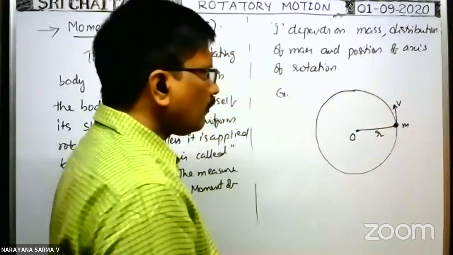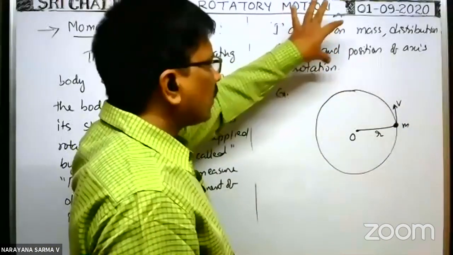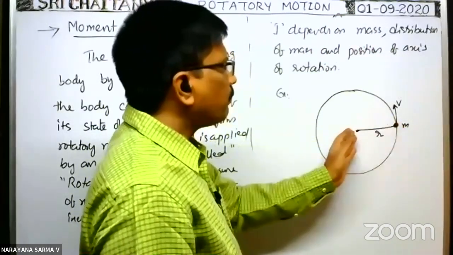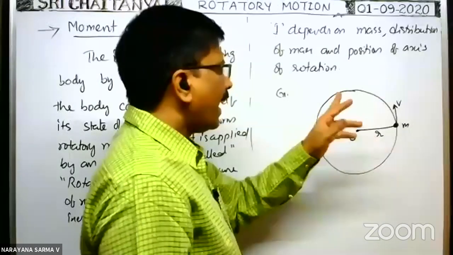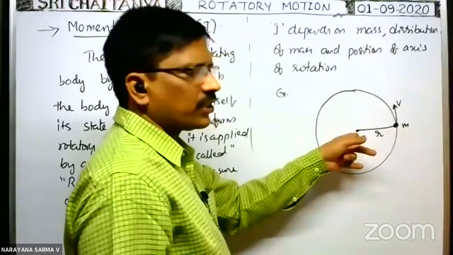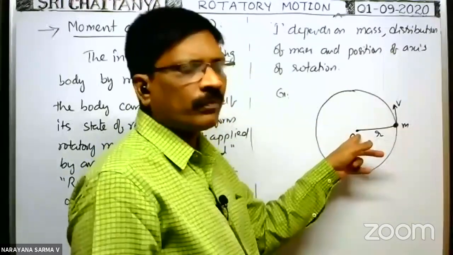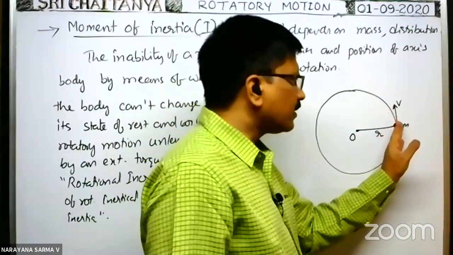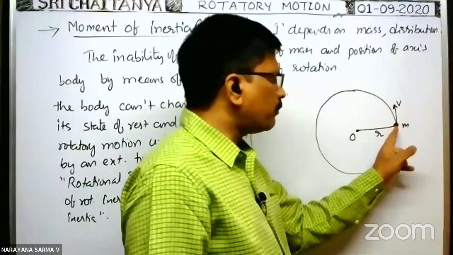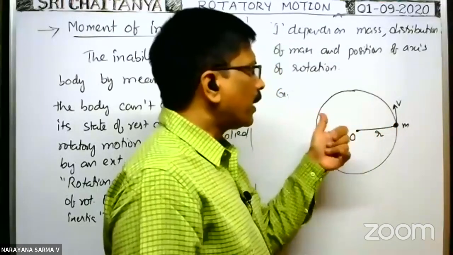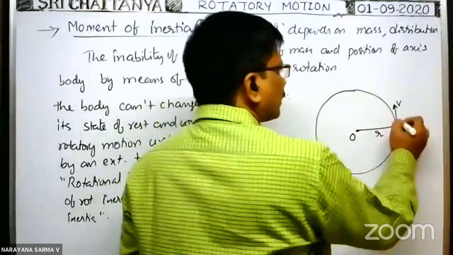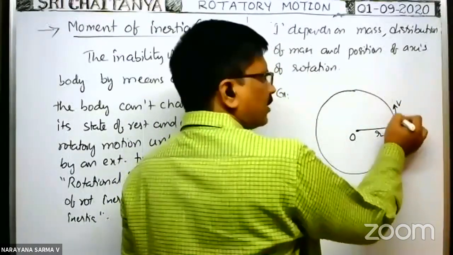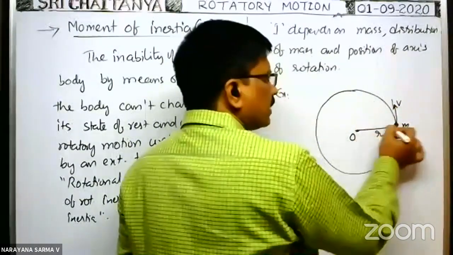Then here the moment of inertia of this particle depends on the mass of the particle and the distribution of mass from the axis of rotation. Axis of rotation means O is the axis of rotation. Center of the circular path is the axis of rotation. From this O, distribution of mass means at what perpendicular distance the particle of mass m lies from the axis of rotation. Perpendicular distance means the distance perpendicular to the direction of motion. The direction of motion is along the tangential direction, so perpendicular distance means this one.